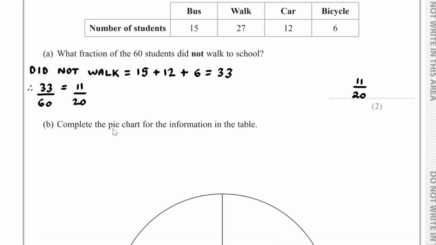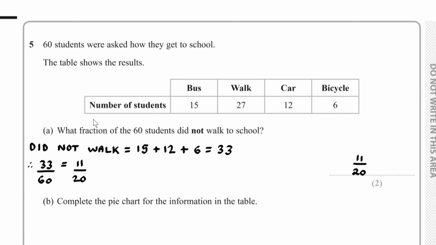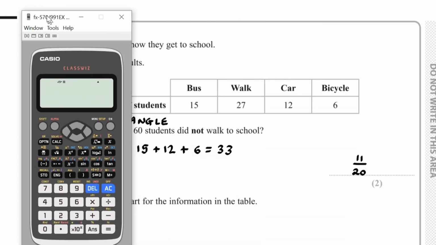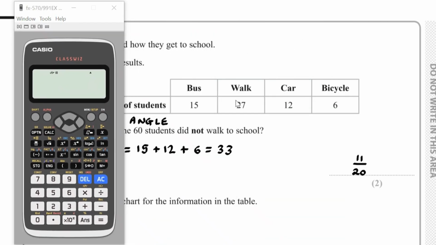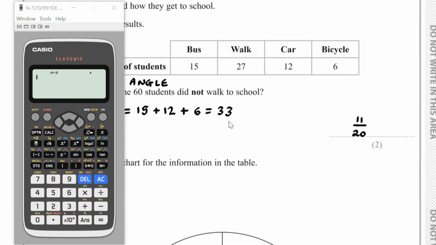For part B, we have to complete the pie chart for the information in the table. Well, what we need to do is find out the required angle for each of these pupils. So, to work out the angle, well, out of 360, that would represent a full circle.